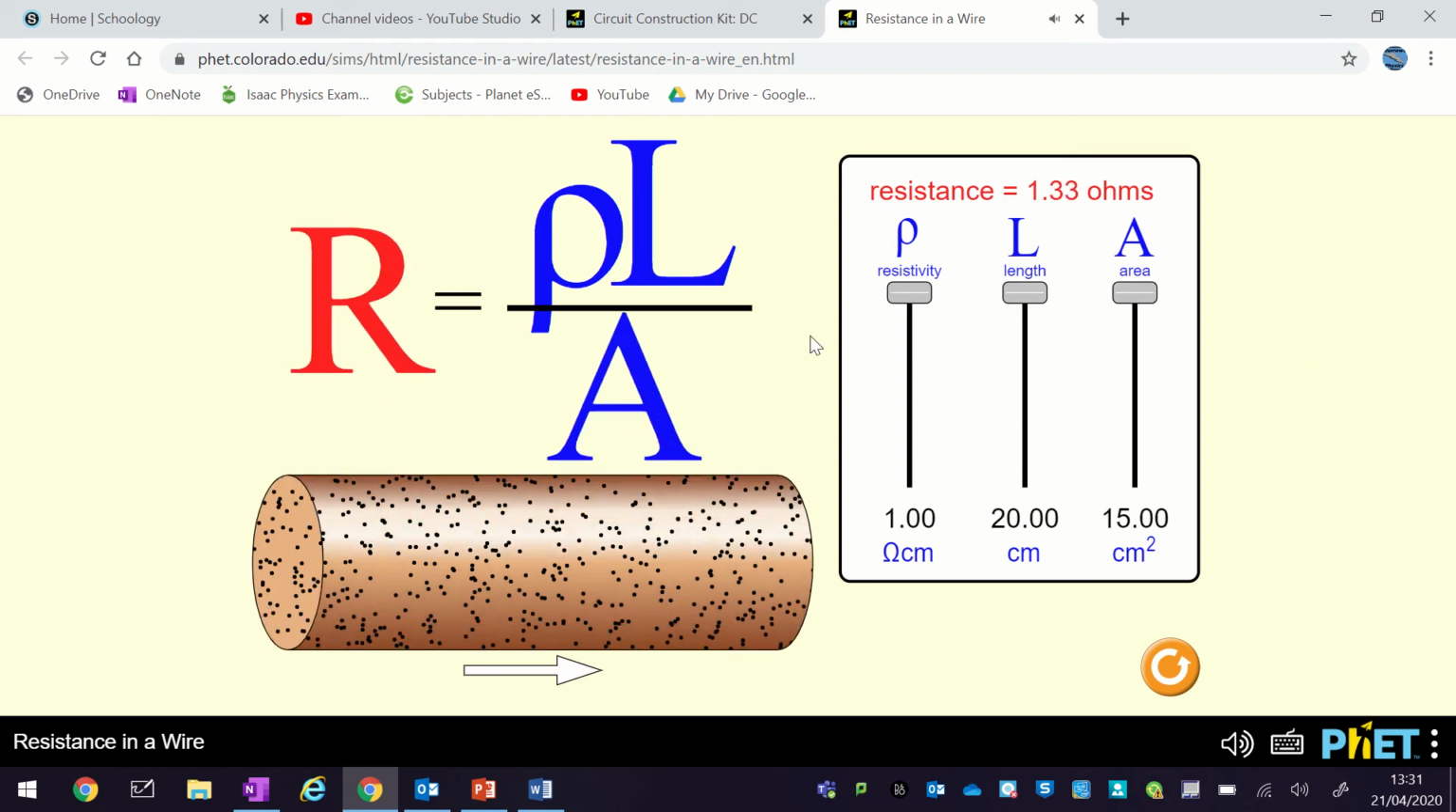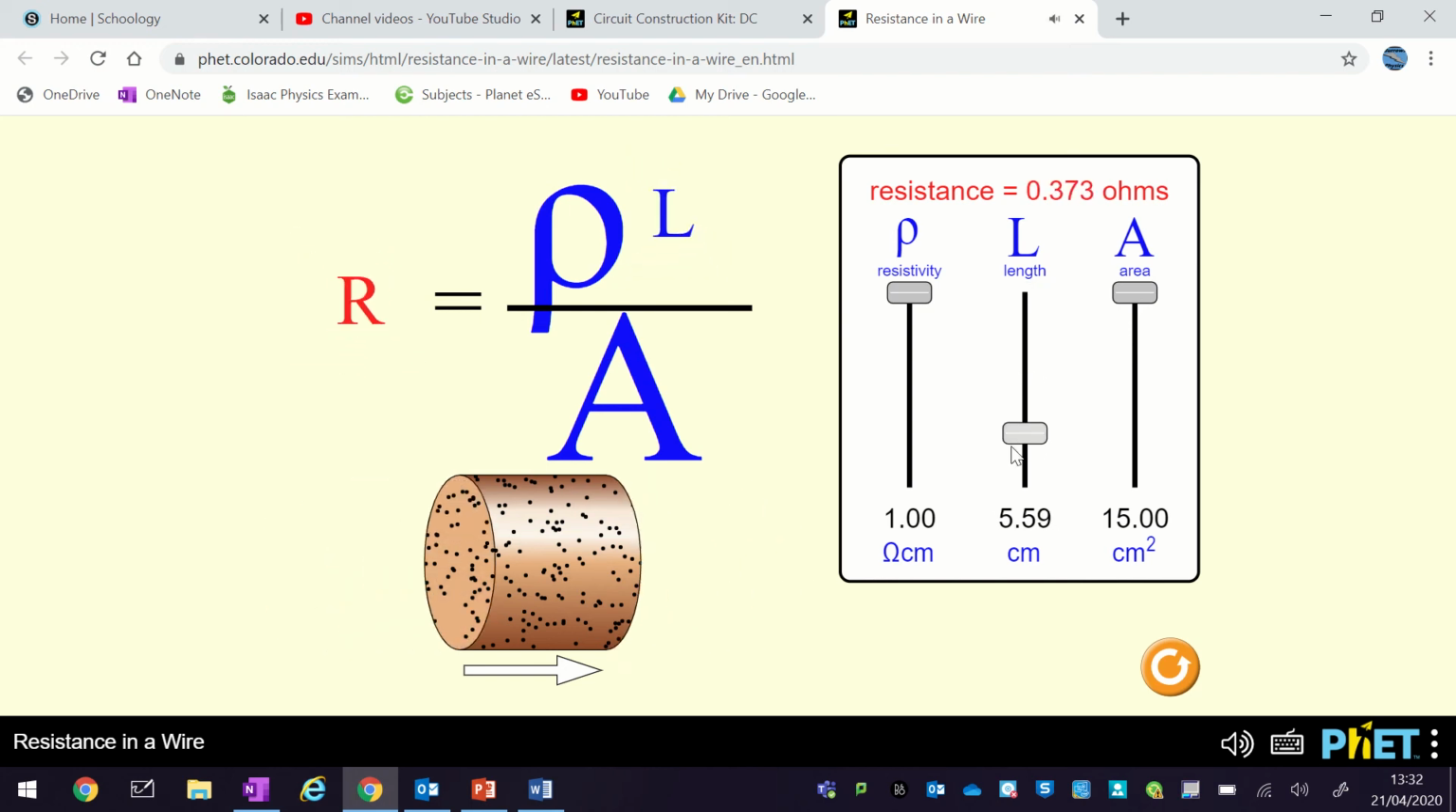Okay, so you can see with everything on high, we've made resistivity, which we're not really going to go into in this video. We don't really come across this much until we get to A-level. We've put length to maximum, 20 centimeters, and area to 15 centimeters squared. When we talk about length, we're talking about how long the wire is here.